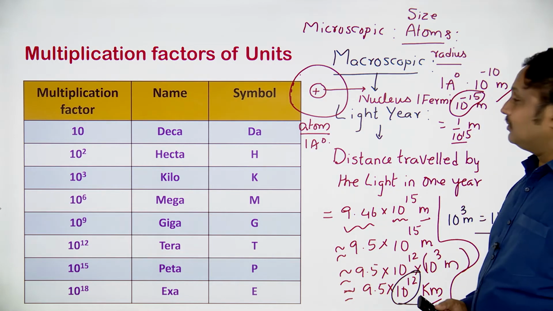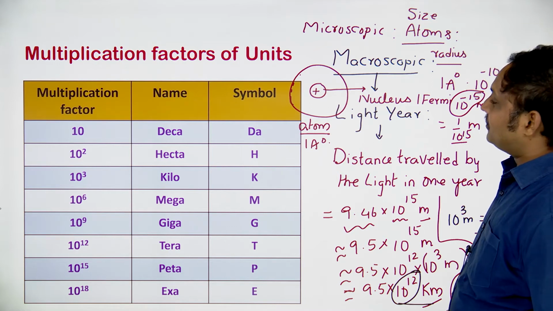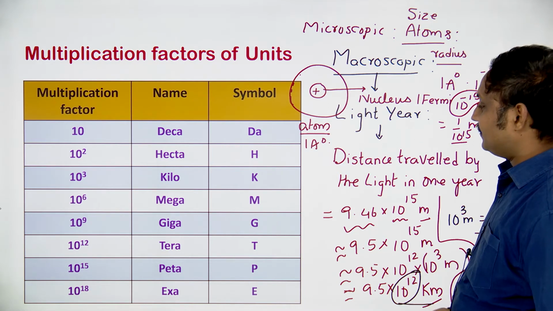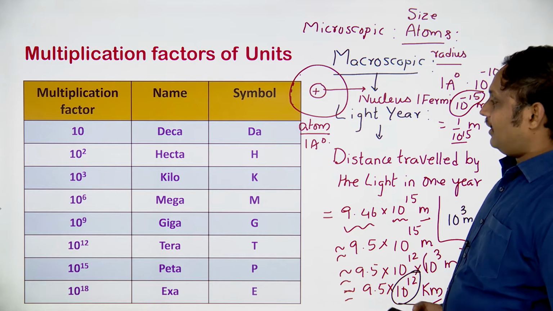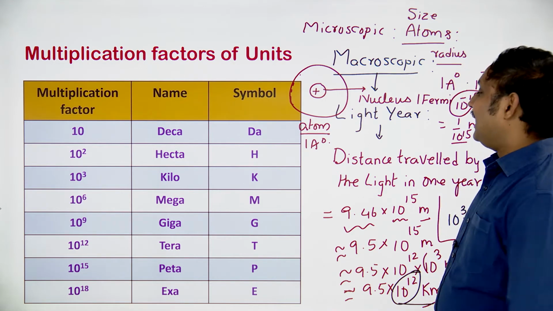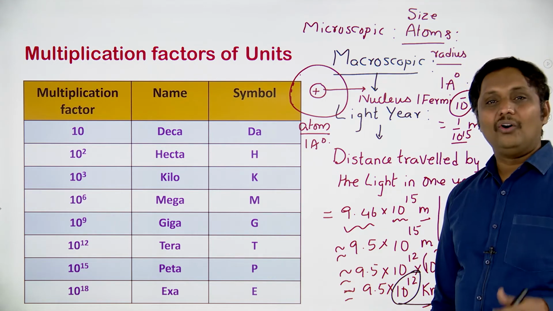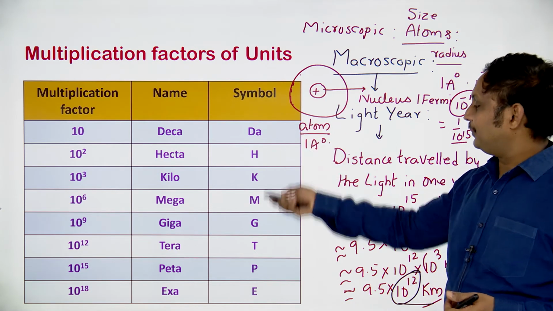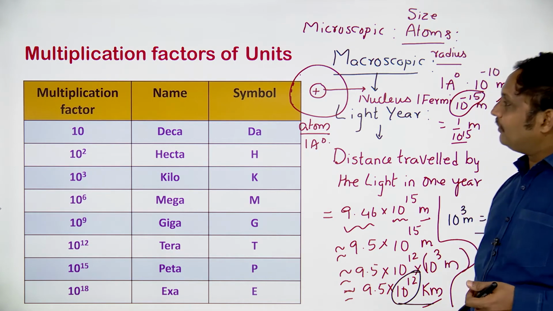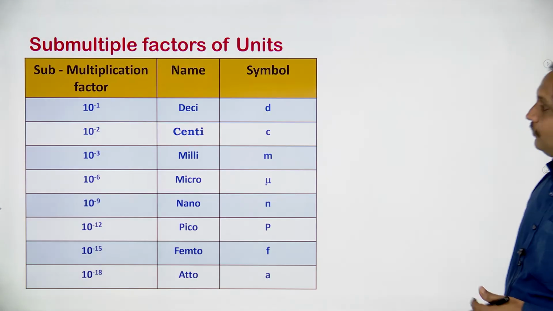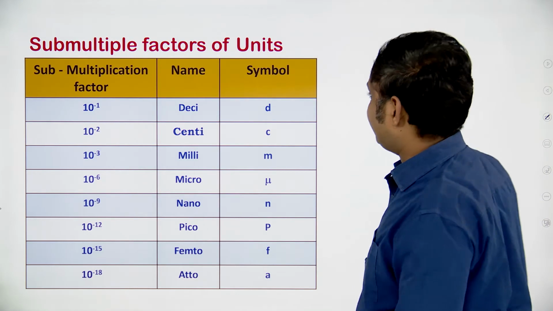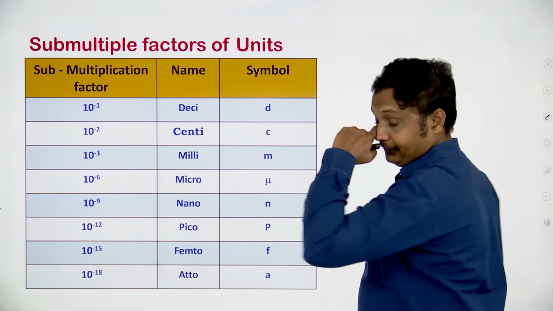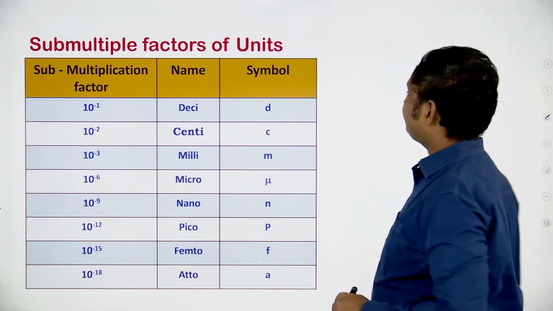Okay, we are all going to discuss all these multiplication factors and their units. Deca, hecto, kilo, mega, giga, tera, peta, exa, all these have their names and their symbols represented. Let's have the submultiples. Yes, you are going to get the submultiplication factor. Let's talk about this one. It's very easy for you.